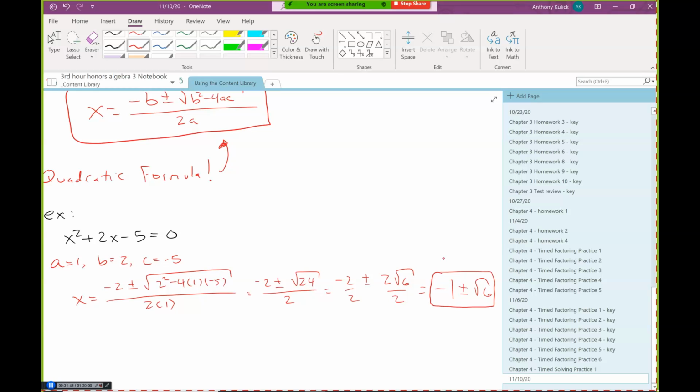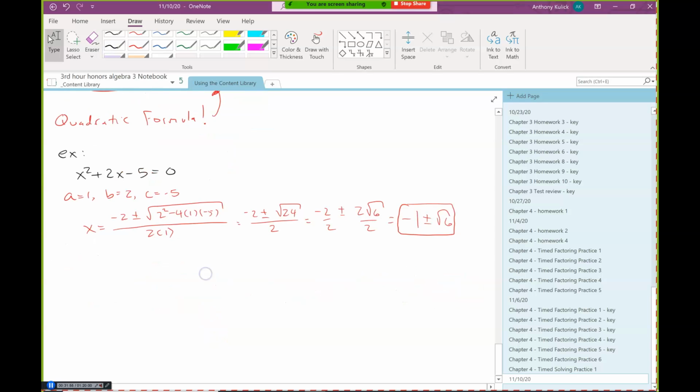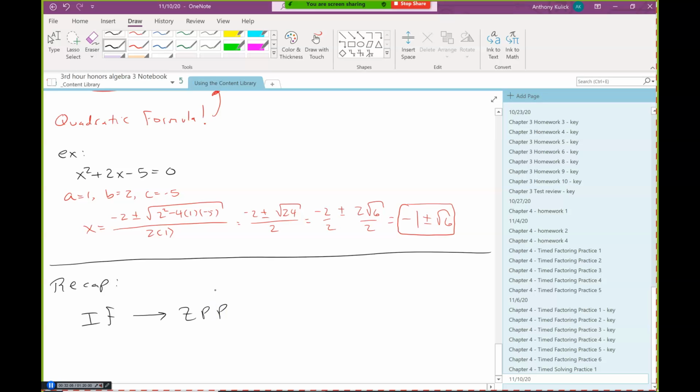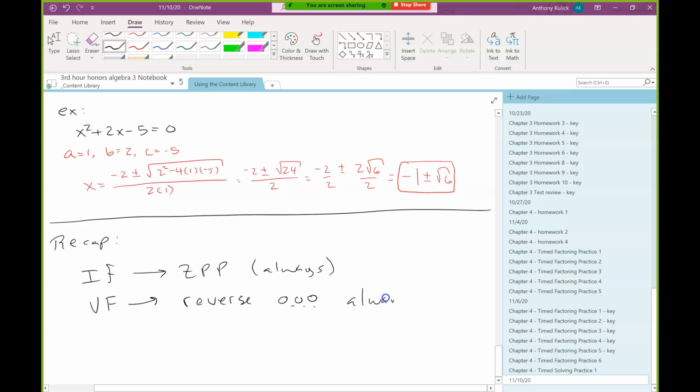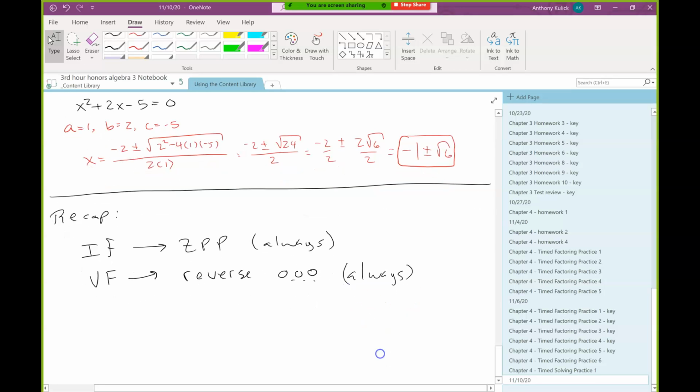Okay, so let's just kind of recap. We can just use the zero product property, always. If we're inverting, we can use the quadratic formula, always.